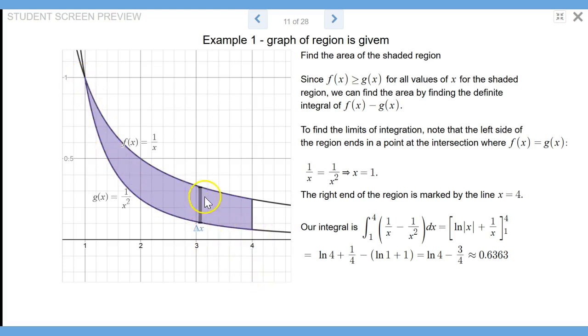There is a representative rectangle that I'm summing, where the top of it comes from 1 over x and the bottom of it comes from 1 over x squared. Since 1 over x is greater than 1 over x squared everywhere on this interval, I can find the area of this shaded region by the definite integral from 1 to 4 of the difference between those two functions.